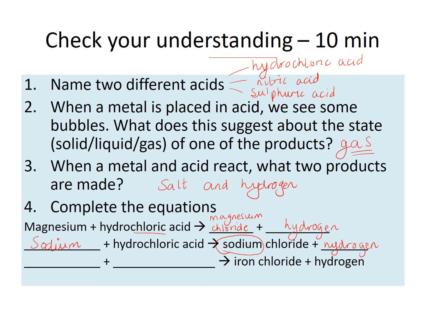And then finally, for the last one, we've got both reactants missing, even though we've got both of the products. So we've got something plus something makes iron chloride plus hydrogen. So the metal you can see is iron. And the name of the acid that must have been used is hydrochloric acid.